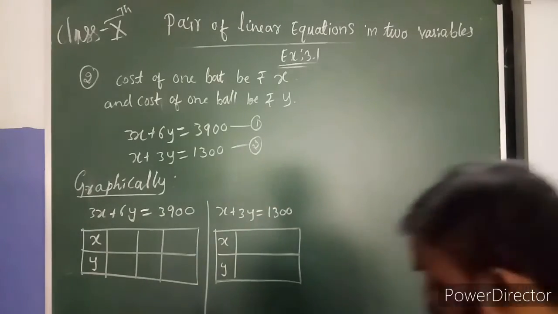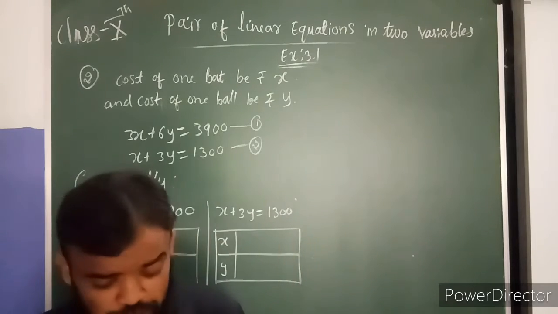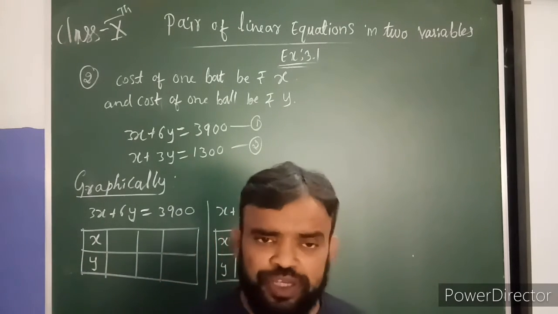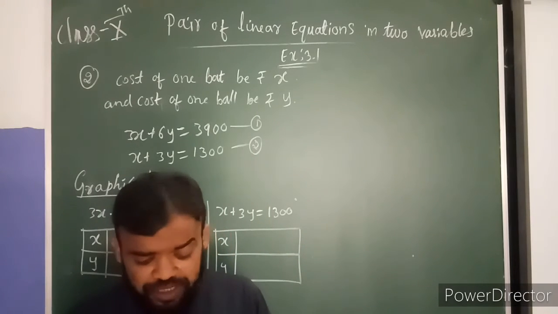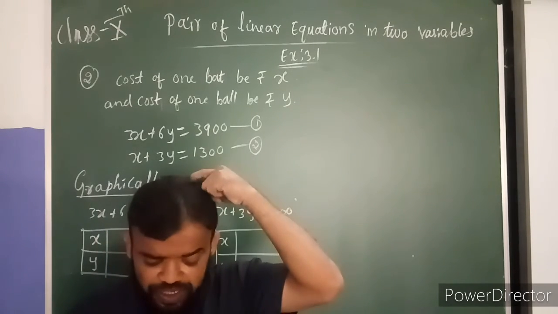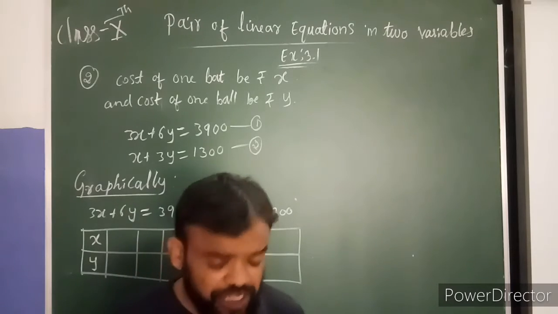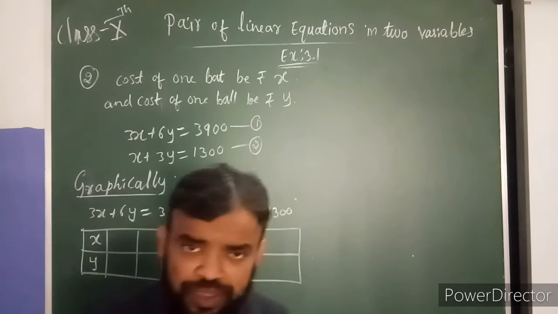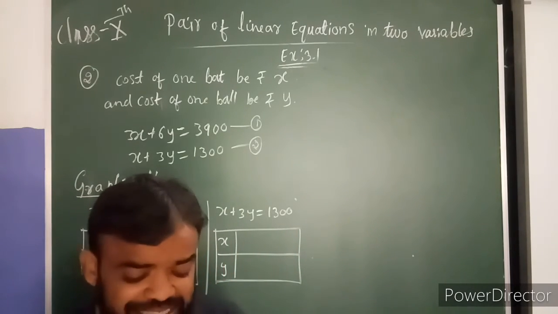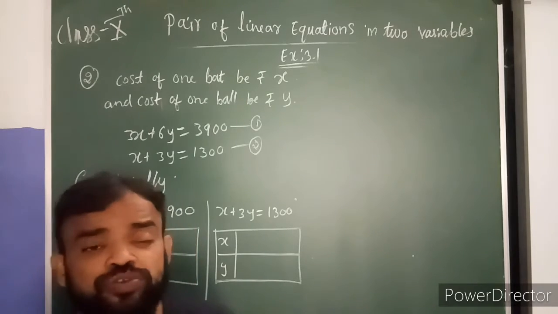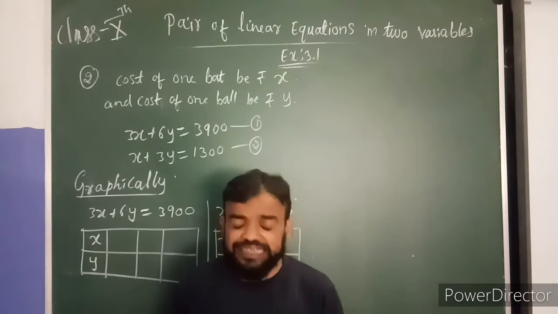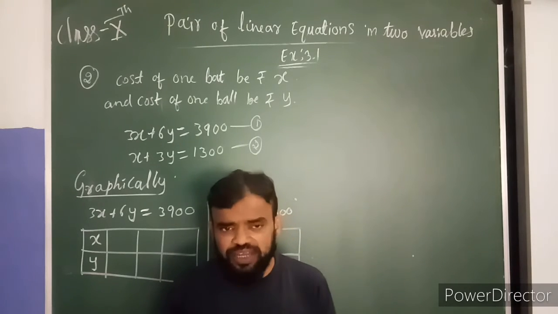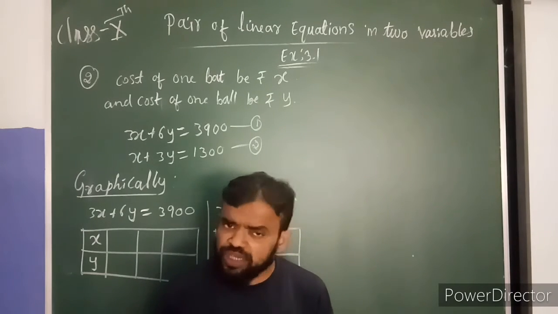So now I am going to explain the second question. Listen to me first. The coach of a cricket team buys 3 bats and 6 balls for rupees 3,900. Right? Together, 3 bats and 6 balls cost 3,900.